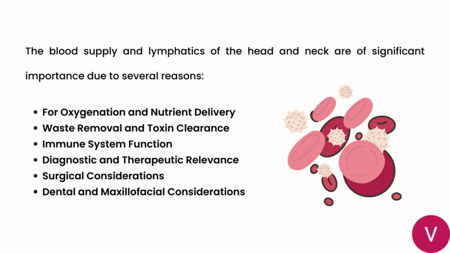For oxygenation and nutrient delivery, adequate blood supply is vital for delivering oxygen and essential nutrients to the tissues of the head and neck region. This ensures the proper functioning of organs such as the brain, eyes, and facial structures, supporting their metabolic needs.